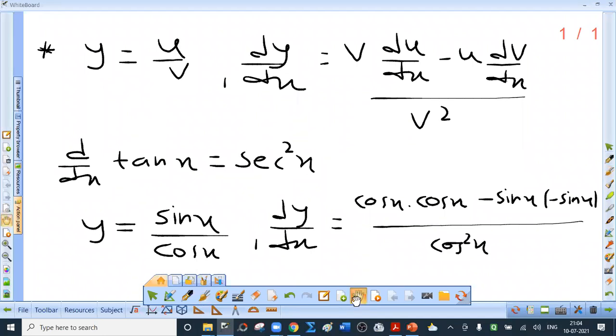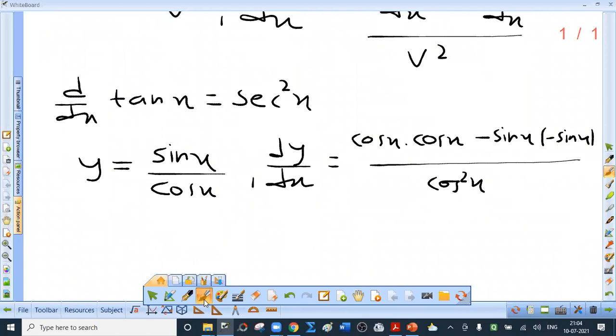Now this is interesting. What is numerator? Simplify. Cos square, minus minus plus. So numerator is cos square x plus sin square x, which is 1. 1 upon cos square x. I hope you know this. 1 upon cos is sec. And for that sake, I can write this as sec square x. Yes, derivative of tan x is nothing but sec square x.